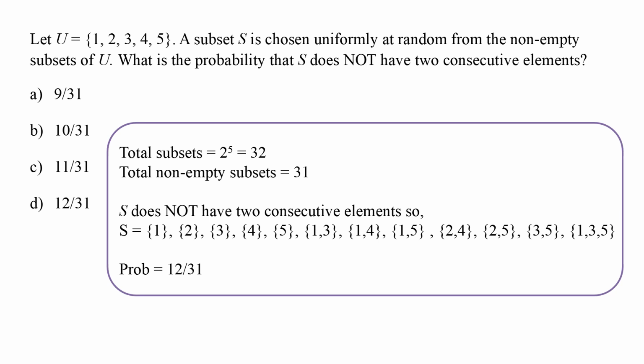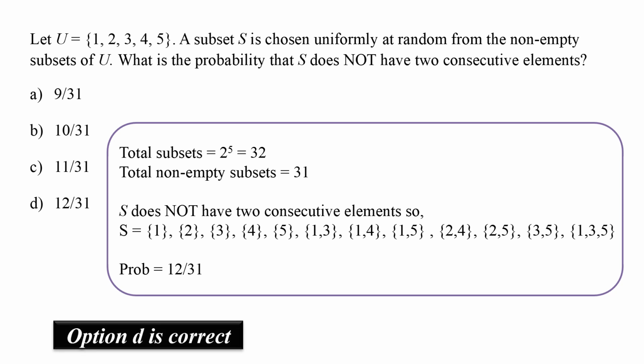But the question says that S does not have 2 consecutive elements. So the subsets that S can have are these. So the probability of getting that S does not have 2 consecutive elements is 12/31. You can check that these are 12 subsets. The answer is therefore option D.